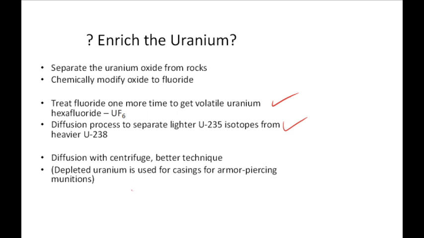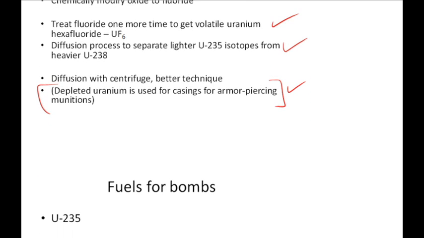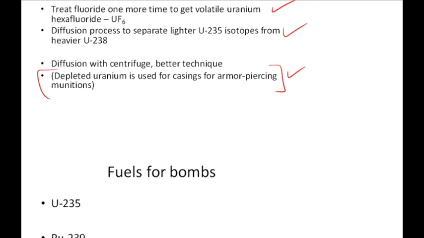And then the depleted uranium, that's the uranium that has less percentage of U-235, is used for casings and armor-piercing munitions. It used to just be stacked up and thrown away, and they realized that you could make better bullets out of it. So it's also used for defense purposes.